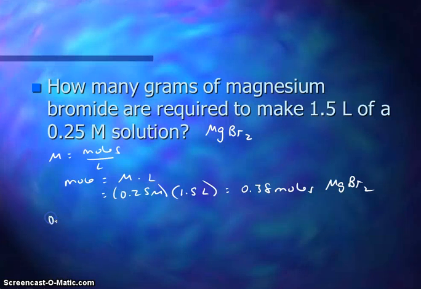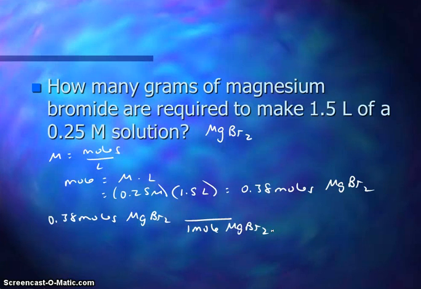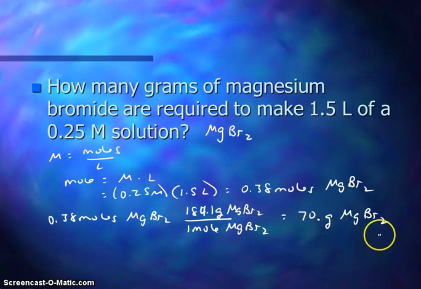So we'll have 0.38 moles of magnesium bromide for every 1 mole of magnesium bromide. We need to know what the molar mass is, which is 184.1 grams. We're going to round to 2 digits, so we're going to get 70 grams of magnesium bromide. So what that means is if we want to make this particular solution, we would mass out 70 grams of magnesium bromide, add it to a volumetric flask, and add water until we have 1.5 liters total for our solution.